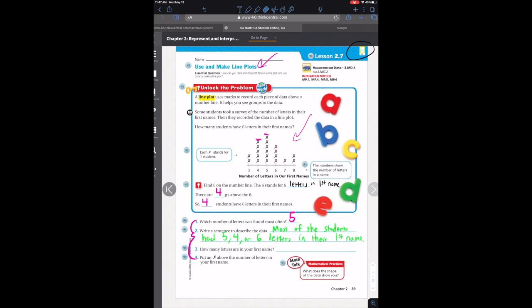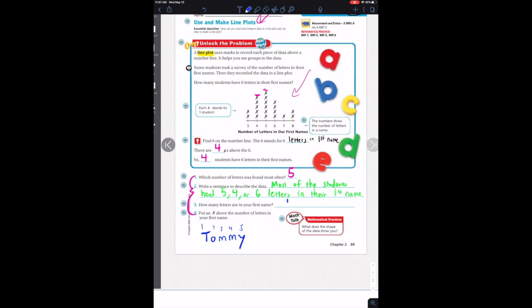How many letters are in your first name? Well, your first name is going to be different than my first name. But if I do my first name, Tommy, let me write that down here. Tommy. I have 1, 2, 3, 4, and 5. I have 5 letters. And put an X above the number of letters in your first name. So I would add an X over 5 letters in my first name. I fit into that category that is the most, right?